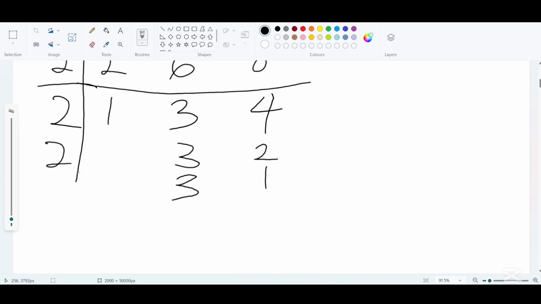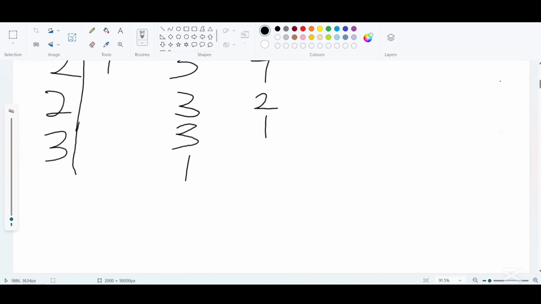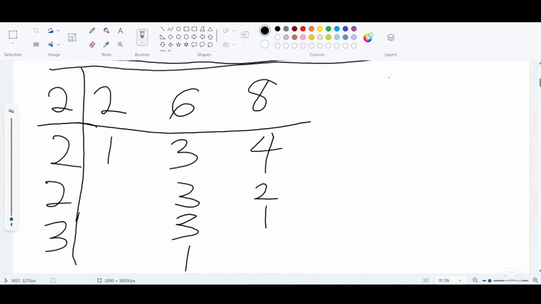The only set that is left after this is 3. Since it is 3 that is left, it is the same 3 that we will use to cut it. So it's going to be 1. So as long as we get 1 under each of the numbers, then we are done.